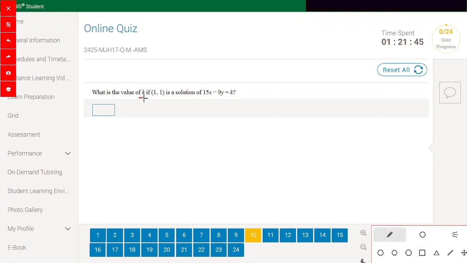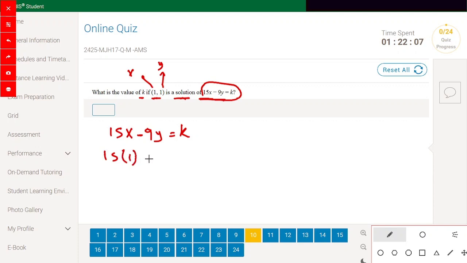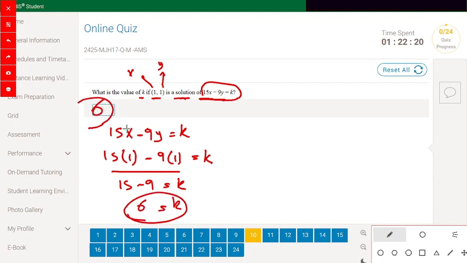What is the value of k if 1 and 1 is a solution for the line equation 15x minus 9y equal to k? So this point is x and this point is y. So let's substitute in this equation. So 15 multiply 1 minus 9 multiply 1 equal to k. So 15 minus 9 equal to k. So k will be equal to 6. So the answer here is 6.